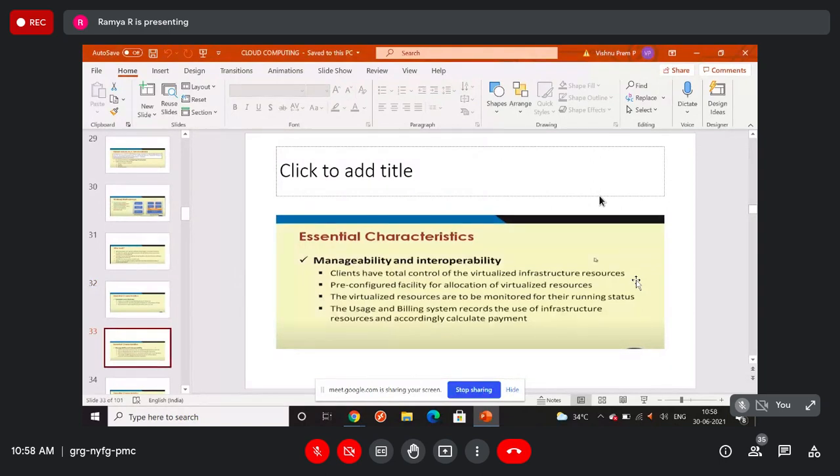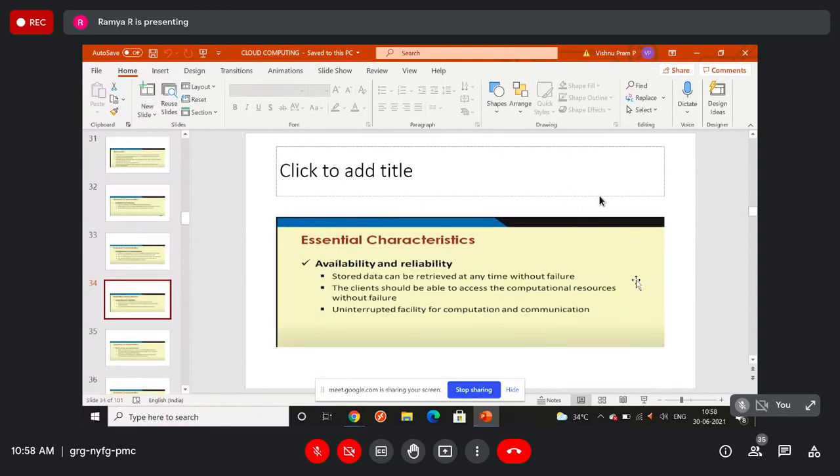Next, manageability and interoperability. Clients have total control of the virtualized infrastructure resources. They can manage them, with a pre-configured facility for allocation of virtualized resources, and these resources are monitored for running status. Usage and billing systems record the use of infrastructure resources and calculate payment accordingly. So managing and interoperability are easy here.